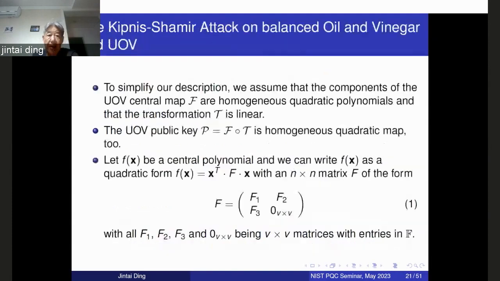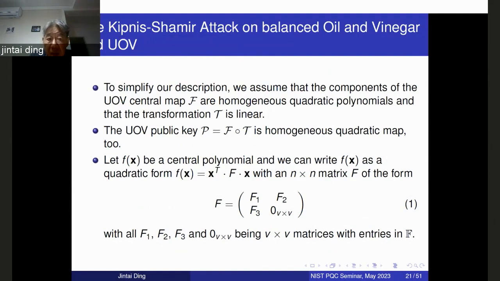Okay, now we would like to talk about the security. How secure is the system? When the UOV system came out, soon after there came an attack by Kipnis-Shamir. This is the attack on the so-called balanced oil vinegar schemes, where we assume o equals v. So here I would like to describe the attack. And this is still, I consider, one of the main attacks on the UOV schemes.